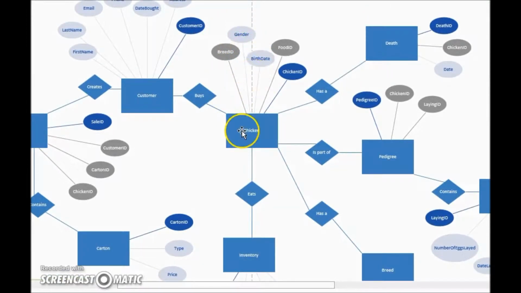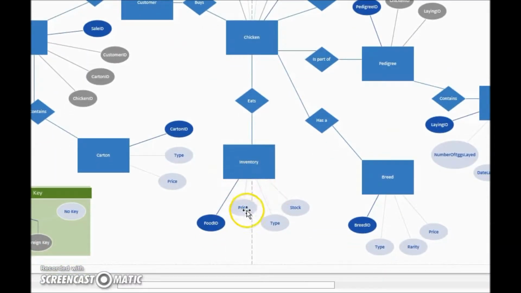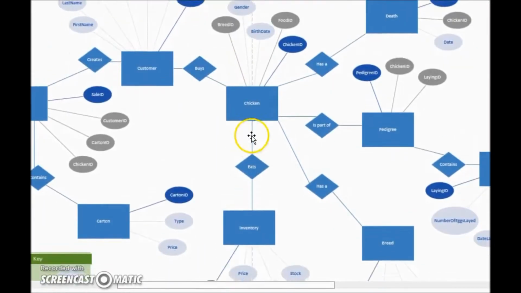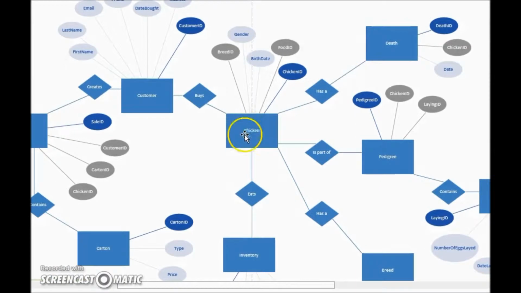You have the gender and birth date of the chicken, and then we also have a food ID, which refers to this table. This is just what type of food the chicken eats, basically, so the people know what type of food to buy for their farm. You also have a death for the chicken, just in case the chicken dies. You can keep track of the date.